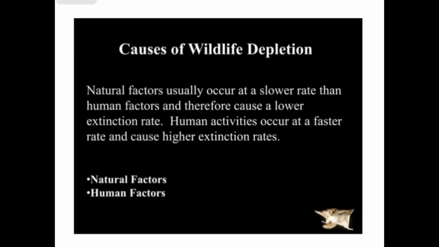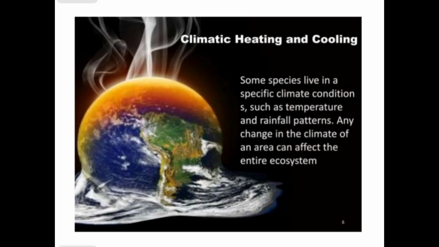Natural factors usually occur at a slower rate than human factors and cause a low extinction rate, but human activity occurs at a faster rate and causes a high extinction rate. Next, climate, heating and cooling. Some species live in specific climate conditions such as temperature and rainfall pattern. Any change in climate of an area can affect the entire ecosystem.